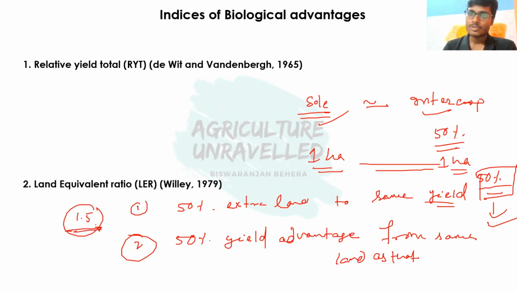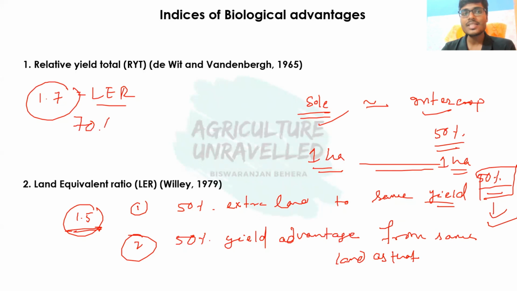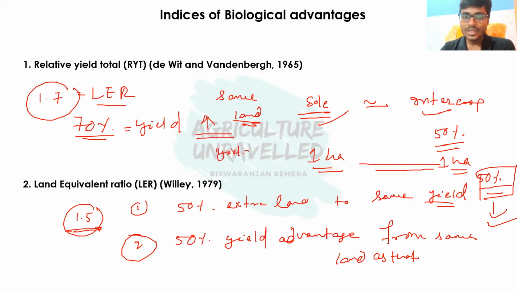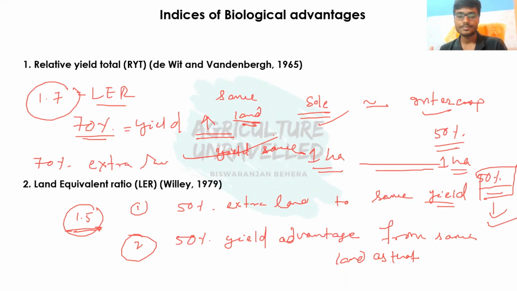So it is simple. So I will give another example. In examination, it may be asked like 1.7 is the LER. Then what is the yield advantage of the intercropping? So yield advantage is 70%. So remember one thing, if the land is same, then yield advantage is 70%. If yield is same, then interpretation is 70% extra land is required to get the same yield as that of sole crop. I hope the concept of LER is clear.